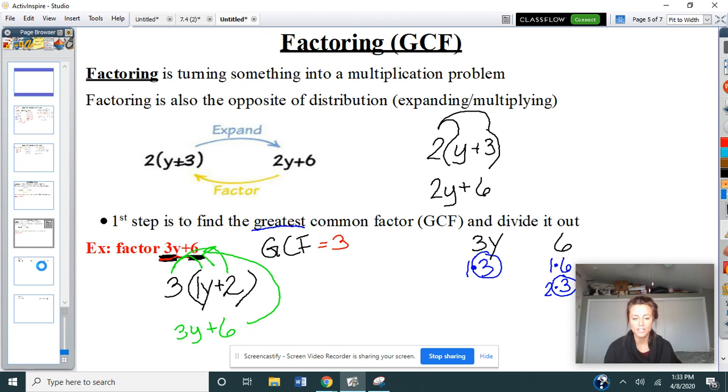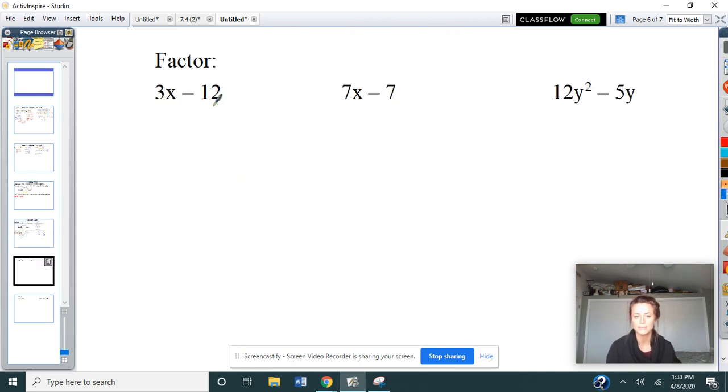We're going to factor 3x minus 12. Now, this is a subtraction problem, right? It's 3x, this term minus this term. We're going to factor, which means we're going to turn it into a multiplication problem, something times something else. You can put parentheses here too if you want. So the first step is to find the GCF.